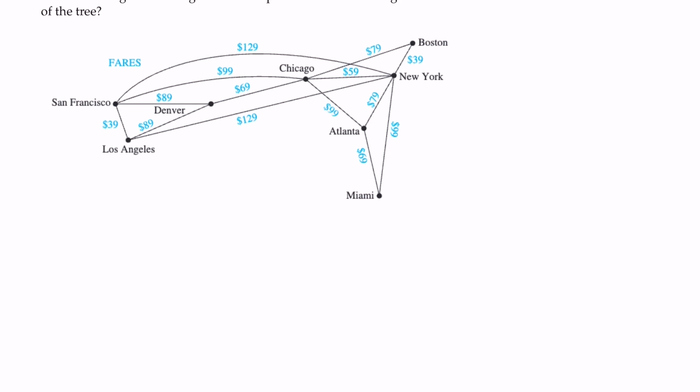Now I'm going to look for the lowest airfare in the entire graph, and I see that there's $39 going from San Francisco to Los Angeles. There's $39 going from Boston to New York, and I'm going to start from there. So I'm going to start with San Francisco going to LA. So this is LA. This is the connection, and the weight is going to be $39, which I'm going to write as 39.